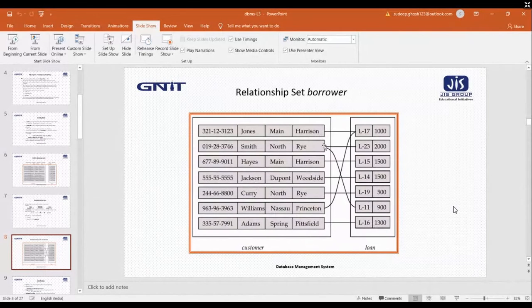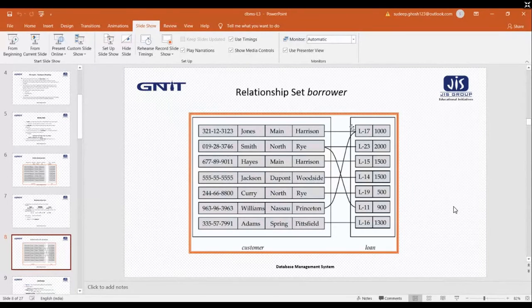So we can see that between customer and account, the relationship is depositor. Between customer and loan, the relationship is borrower. Okay, because all the customers are not taking loans, so that is a different set of entities. The customer is the same, and the other entity is loan.